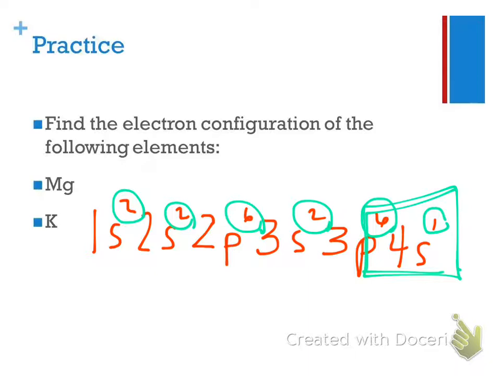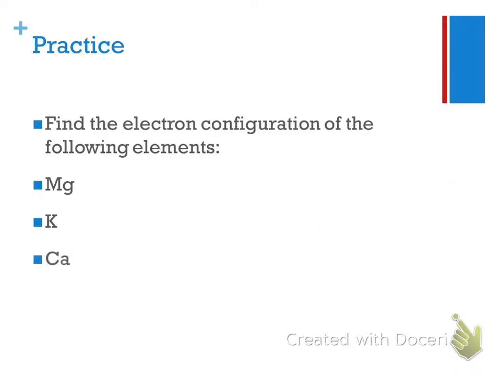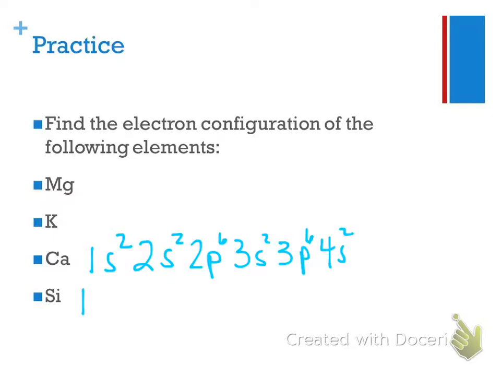Feeling okay? This was our overall goal. I told you it takes a while to get to our final goal here. Let's try these last two on your own: calcium and silicon. If you have questions, please raise your hand and I'll come around and help you with those. 1s2, 2s2, 2p6, 3s2, and then 3p2. 3p2, perfect. Very good.